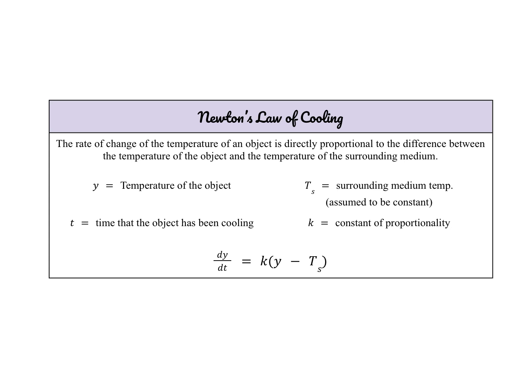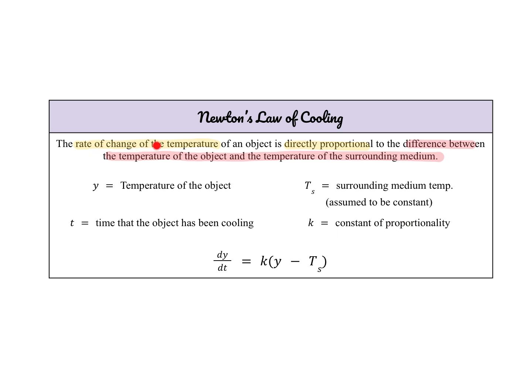All right, so we're going to do one more type of separable differential equation. So this is called Newton's law of cooling. So according to Newton's law of cooling, the rate of change of temperature of an object is directly proportional to the difference between the temperature of the object and the temperature of the surrounding medium. So if y is the temperature of the object, t is time that it's been cooling, and then capital T sub s we'll call the surrounding temperature, and then K is that constant of proportionality.